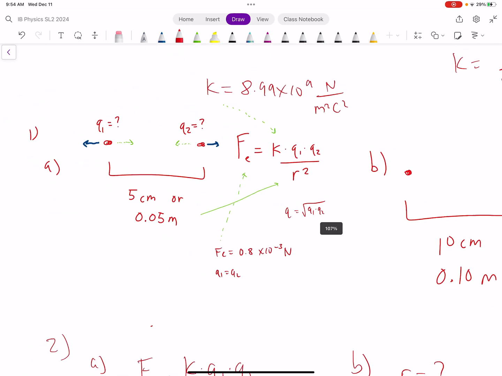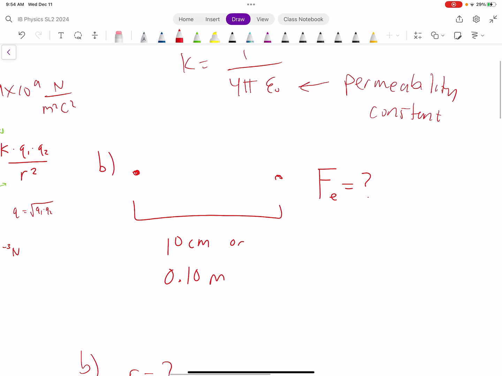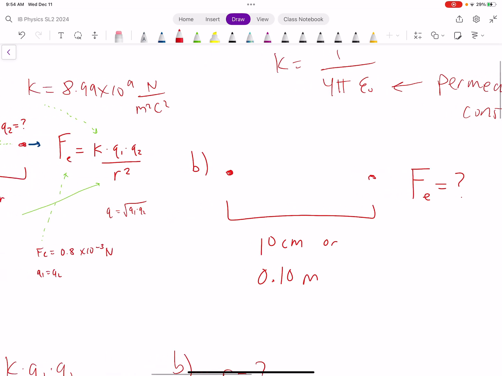Part B, what if you increase the distance to 0.1 meters? Now you're just going to take everything in your equation and change the distance, the r, to 0.1 meters, and then you're going to solve for the force. Now that you know the charges, you can solve for the force.